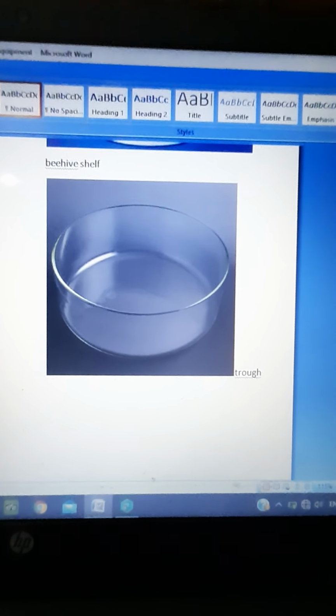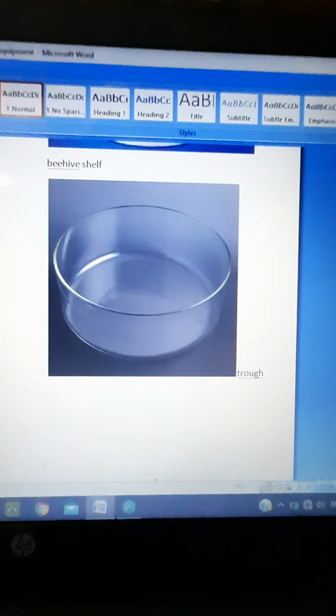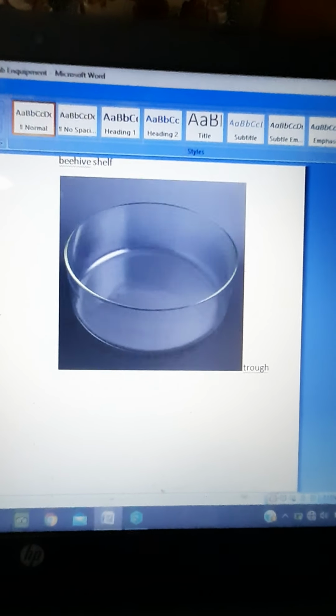A trough is like a very small tub of glass which is used to store liquids or water. It is also used in the experiments which make use of gas jars. So these are the laboratory equipments which we were supposed to cover.